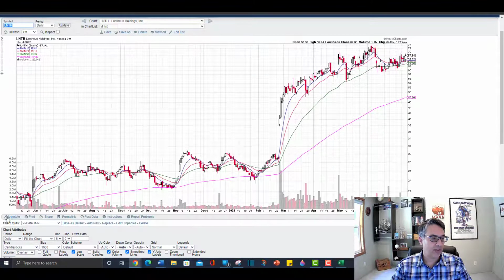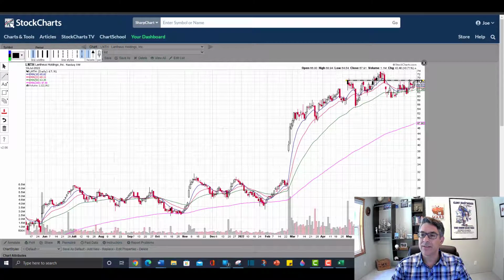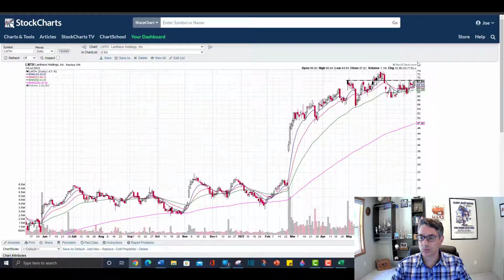LNTH, I have been bounced out of this stock a few times, and it's setting up again. Look at that nice setup. If it broke that line of supply, it would be worth the try yet again. I think I've gotten stopped out twice on this thing. Once on, was it this day or this day? I don't know, and once somewhere in there, but I'll try again.